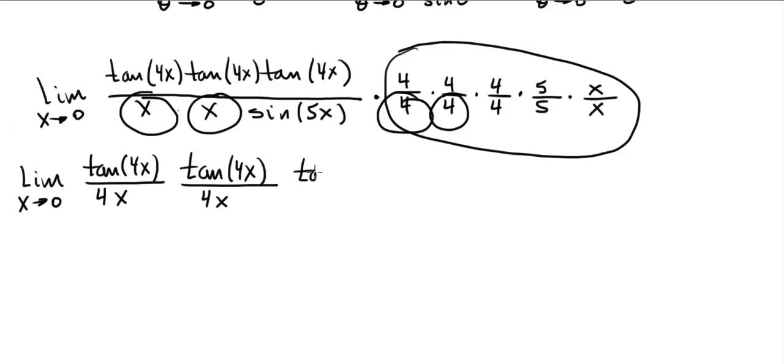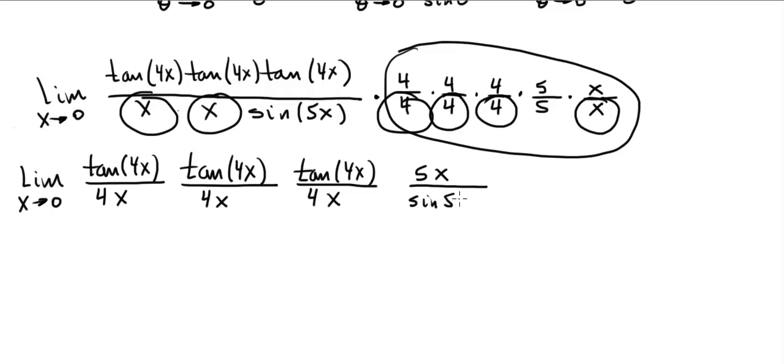Here's my third tangent of 4x, and I'll also write it over 4x. Now there are no more x's in the original limit. However, here's the x I'm circling along with this 4 right there. And then I will write 5x divided by the sine of 5x. So I took this 5 here, this x right there.